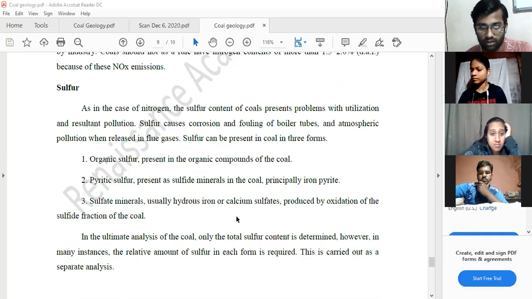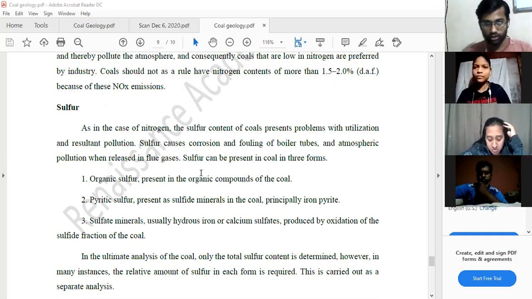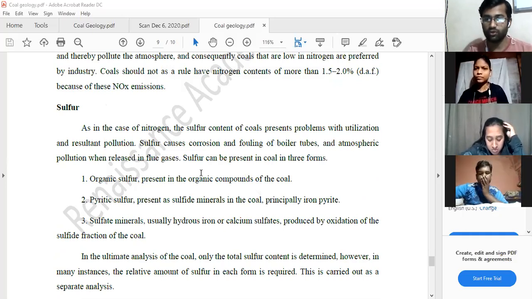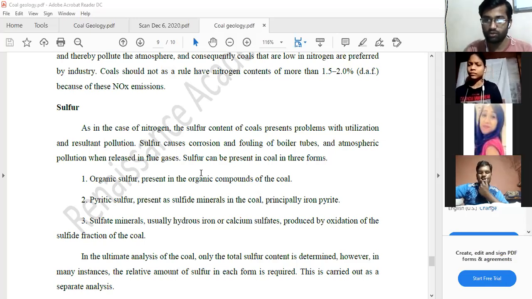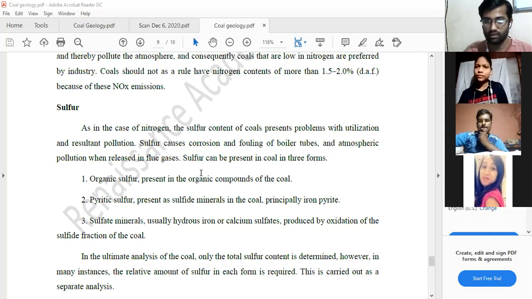Then sulfur. See, you need to monitor sulfur very precisely. Why? Because if your coal is having a higher percentage of sulfur, it gets deposited in the boiler tubes and damages them. You'll see the sulfur causes corrosion and failing of the boiler tubes. Simply, sulfur is damaging the plant or boilers. If you are using a coal with a high percentage of sulfur, after some time you will see damages in your boilers. Then you need to replace the boilers, so it will add extra cost.